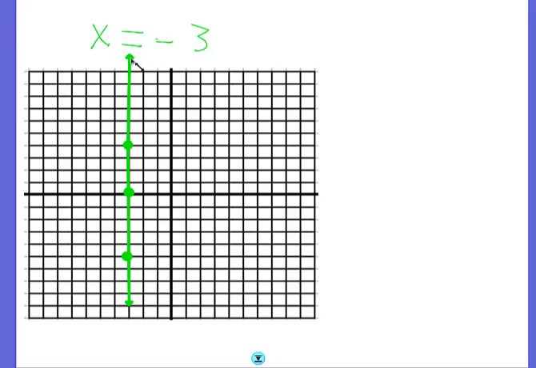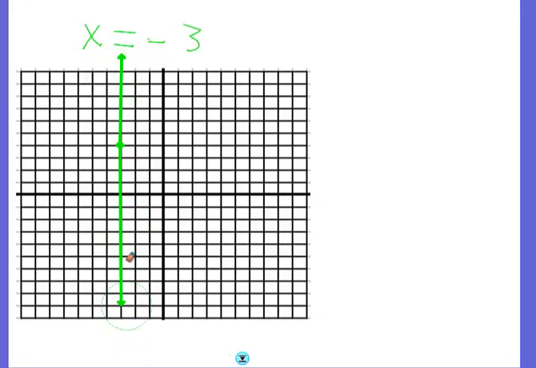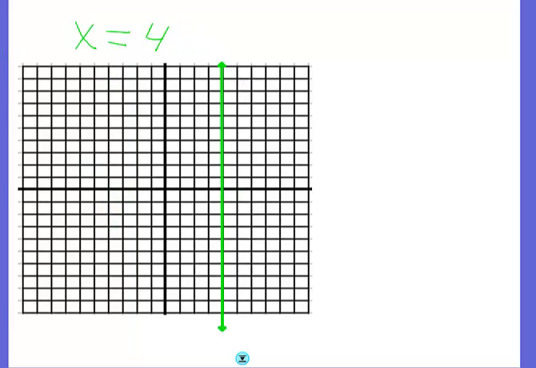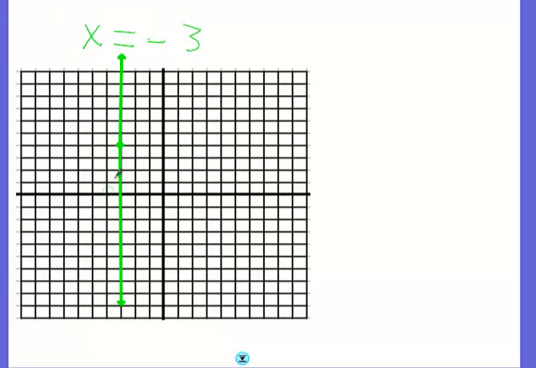If you notice, the line always has the x value of negative 3, and our y is going to change, but our x does not. Therefore, x equals a number is a vertical line. Since x equals 4, it's a vertical line going through x is 4. X equals negative 3 is a vertical line going through negative 3. So if you ever have x equals a number, it's a vertical line at that number.